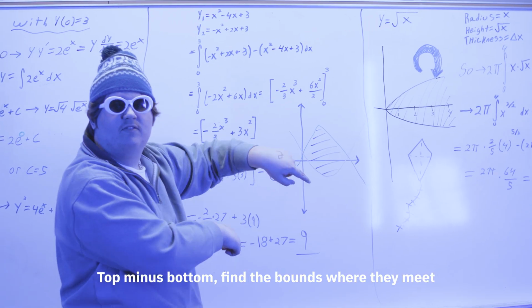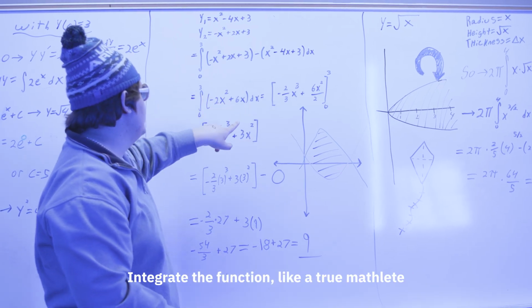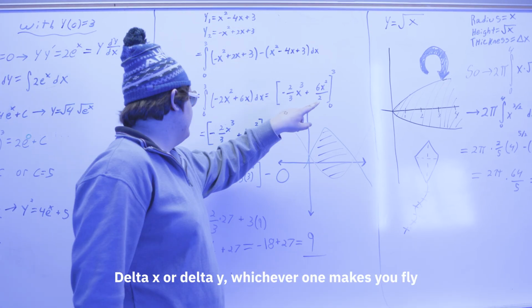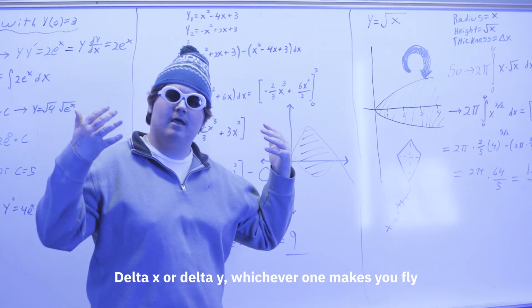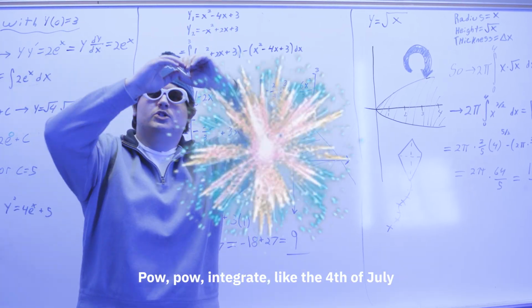Top minus bottom, find the bounds where they meet. Integrate the function like a true mathlete. Delta x, delta y, whichever one makes you fly. Pow, pow, integrate like the 4th of July.